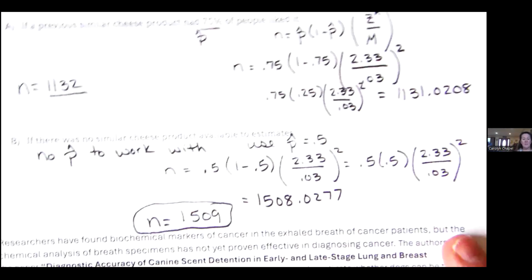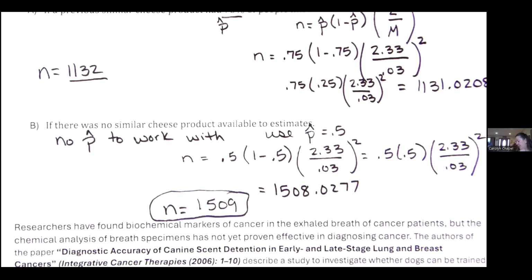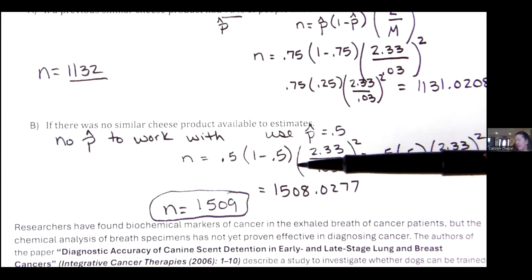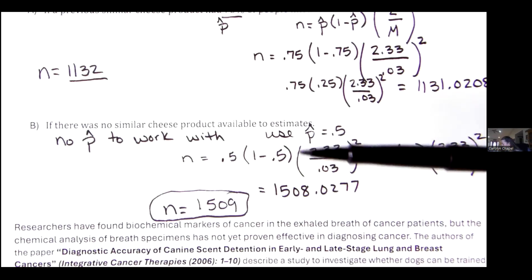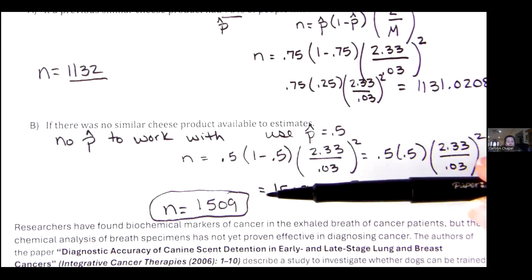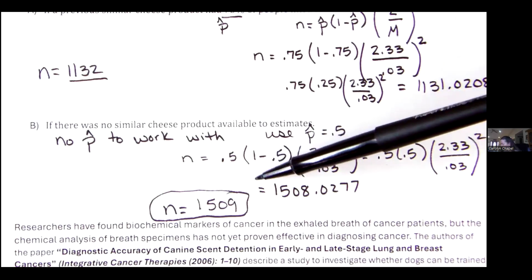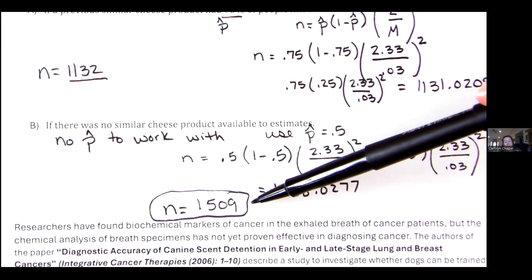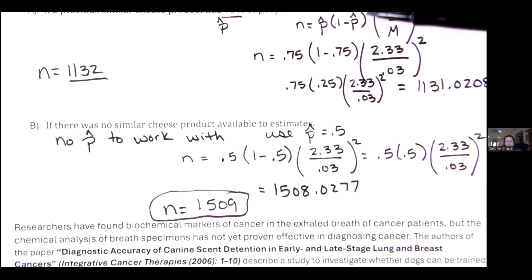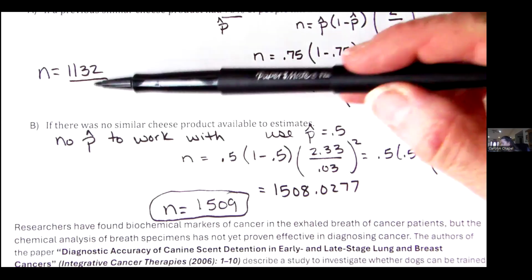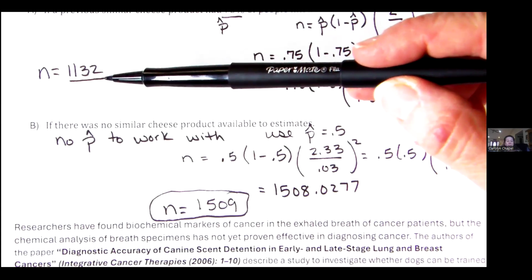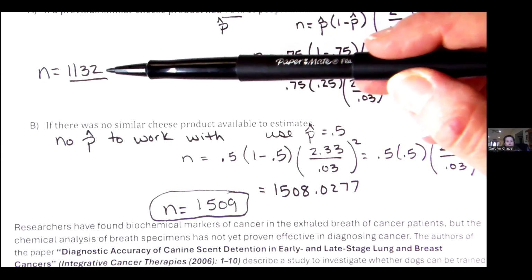And we get n to be 1509. Some people will ask, why don't we just automatically use the 0.5? I mean, if it's going to give us our largest n, why not just use it? Well, the reason is because every extra person you have to get into your sample is going to cost you more money. In this case, we're giving out cheese samples. So in this problem, if we had this to go by, we only have to give out 11,032 cheese samples.